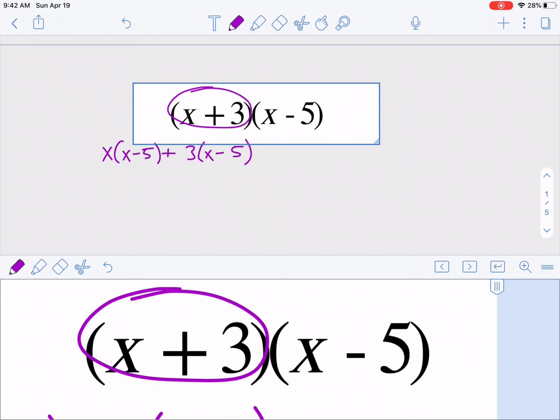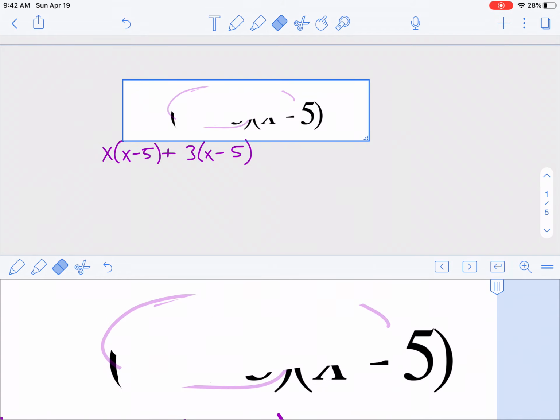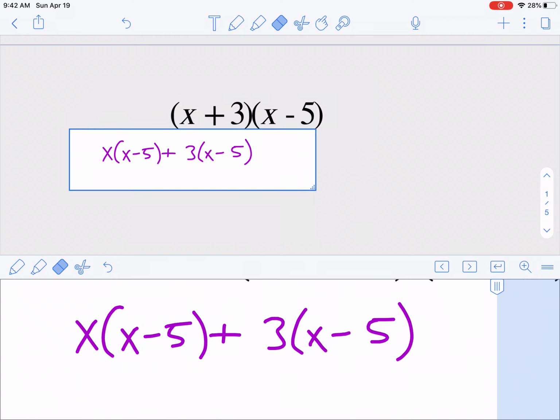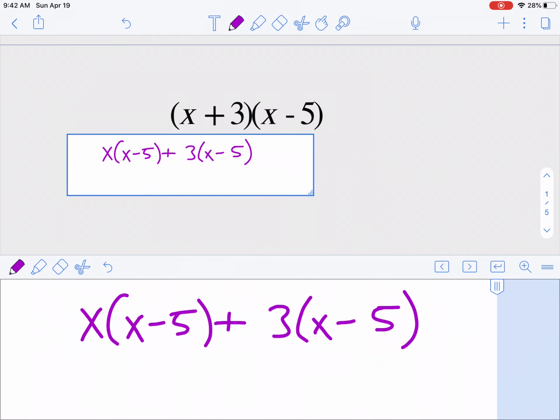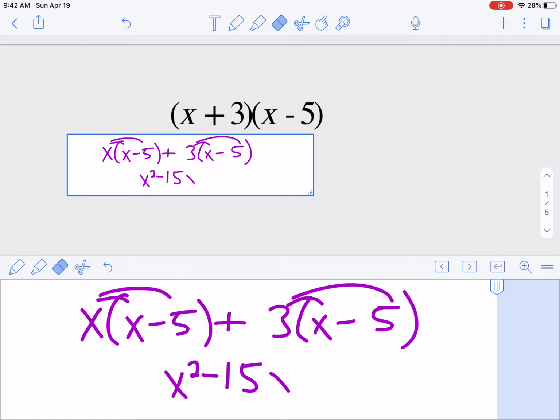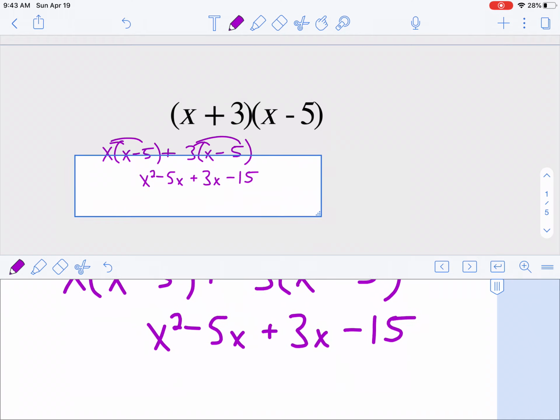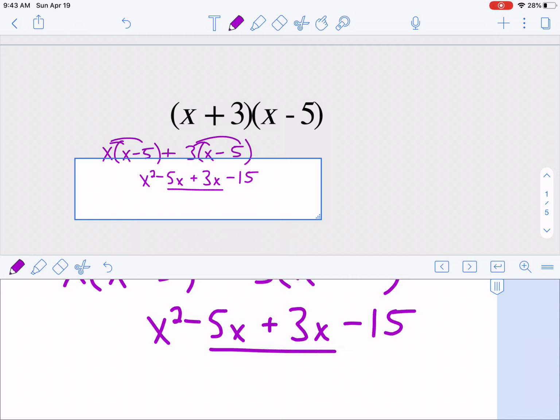Okay, that's taking this whole thing right here, and we break it apart. Take x times this, and we take 3 times this whole thing, not just the first part of it. And then when I finish this off here, now I distribute the x, and I distribute the 3, giving me x squared minus 5x, oh, where did I get 15? Minus 5x plus 3x minus 15.